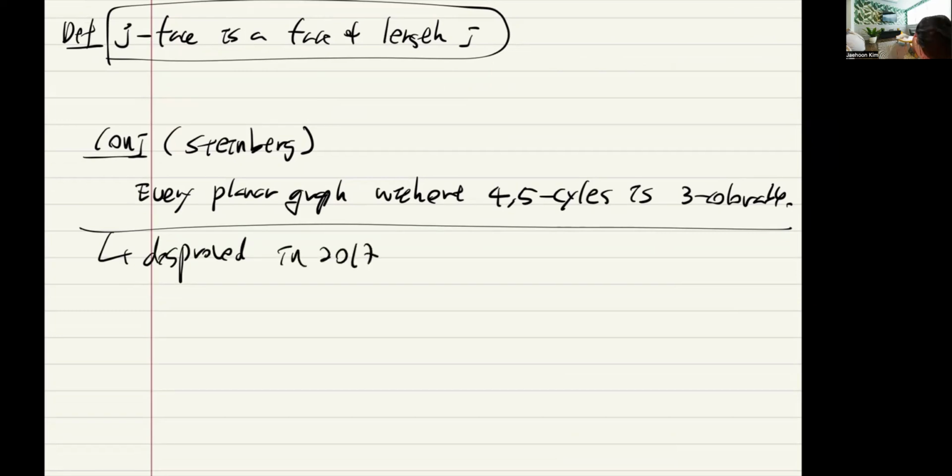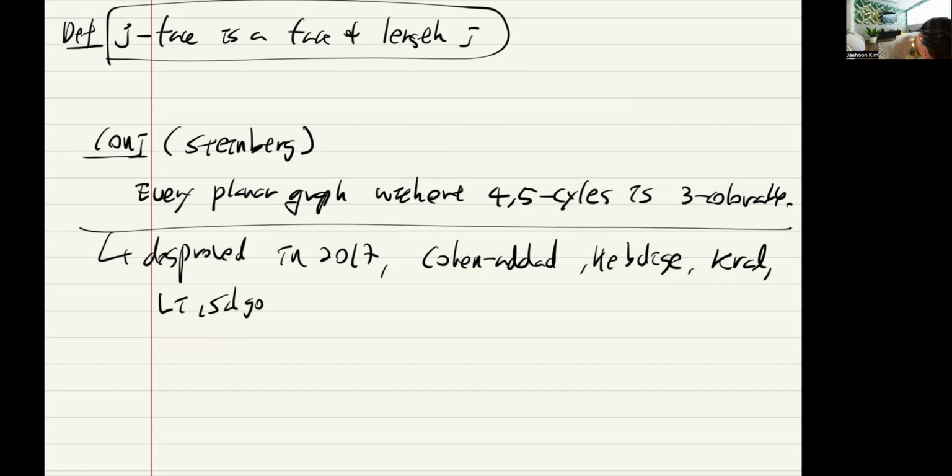In 2017, by Cohen-Addad, Hebdige, Král', Li, and Salgado. So they proved it quite recently.